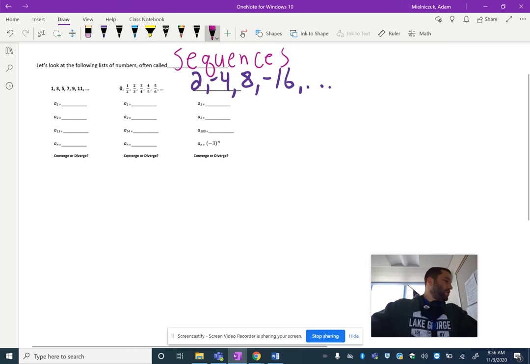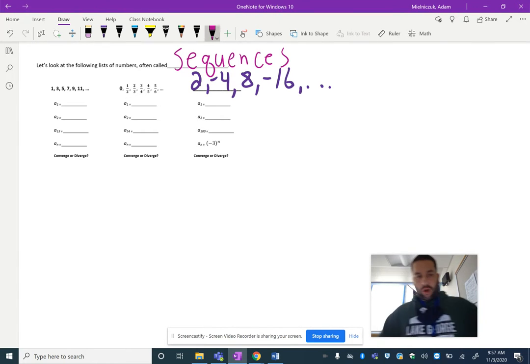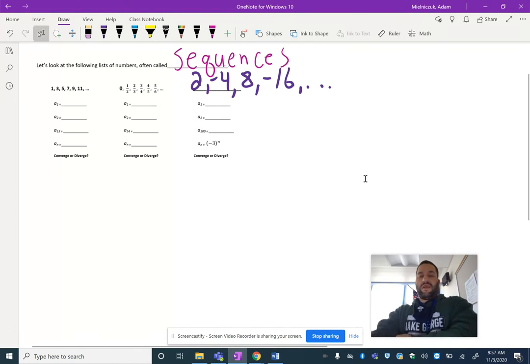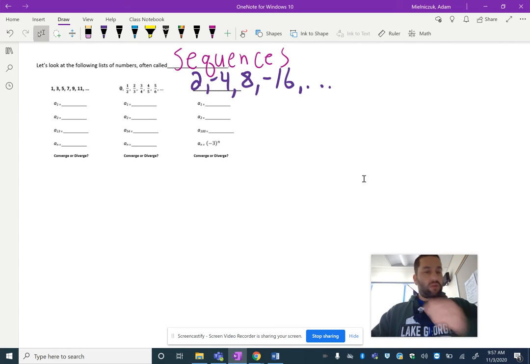All right, lesson 14.1 is all about series and summation. First thing we need to know, our first vocab term, is if we look at the following list of numbers, these are called sequences because they go in a certain order. All right, so for our first one, we have 1, 3, 5, 7, 9, 11, and so on.